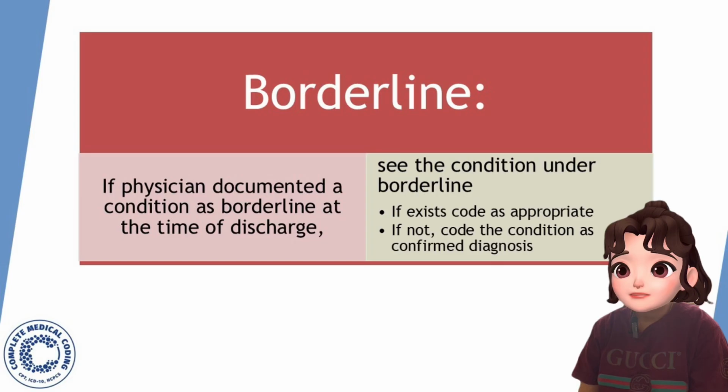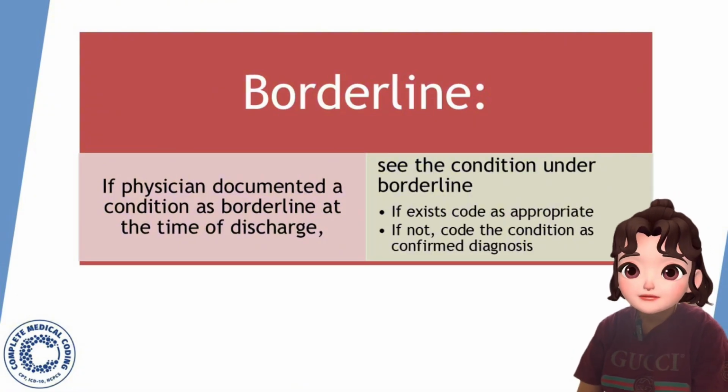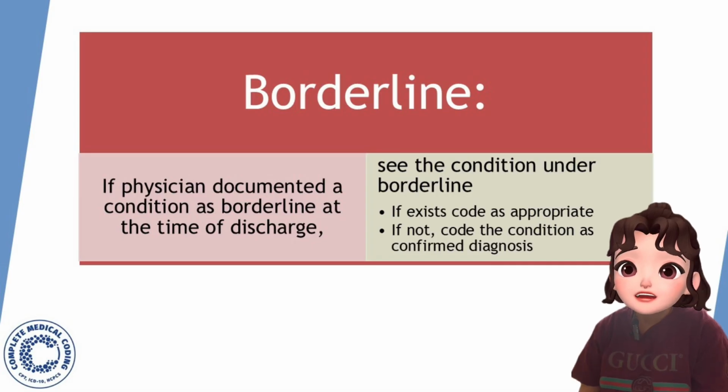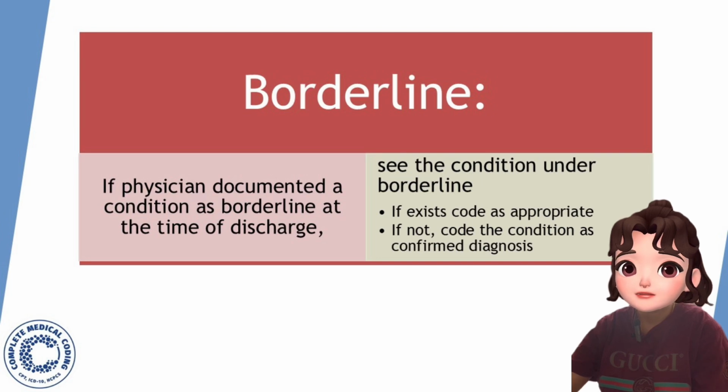Now, what is borderline? If a physician documented a condition as borderline at the time of discharge, then see the condition under borderline. If that borderline entry exists, then code as appropriate. If not, code the condition as the confirmed diagnosis. So that is what it is.